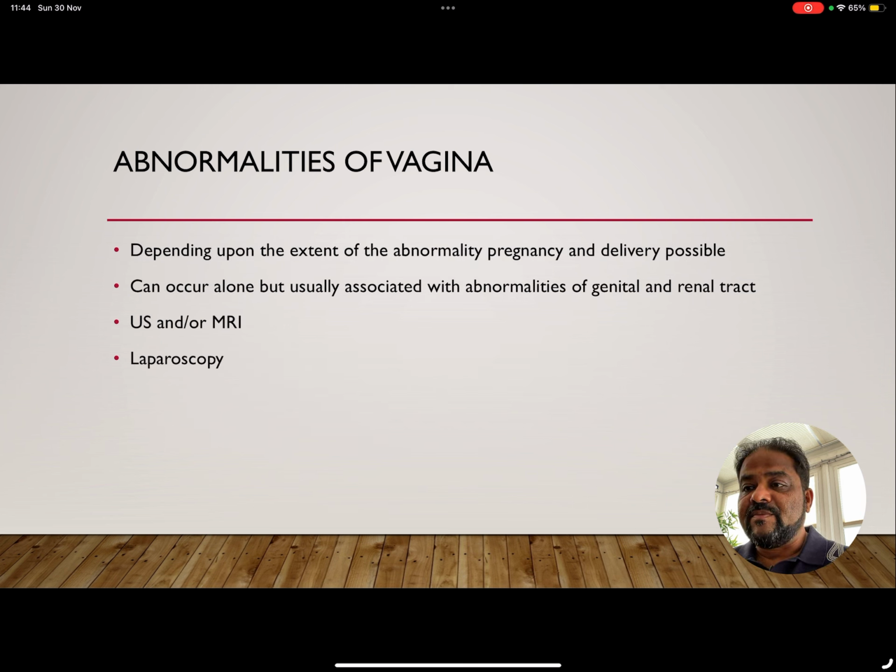Depending upon the extent of the abnormality, pregnancy and delivery is possible. It can occur alone, but is usually associated with abnormalities of the genital and renal tract. If you remember, the urogenital system develops together in embryonic life, and that's why abnormality in one system is usually associated with abnormality in the other system. And that's why when we see a patient with Mullerian anomalies, we always perform an ultrasound scan of the kidneys, or sometimes a CT or an MRI is needed to make sure that the kidneys are formed properly. And sometimes you will need a laparoscopy to get the full idea about the development.